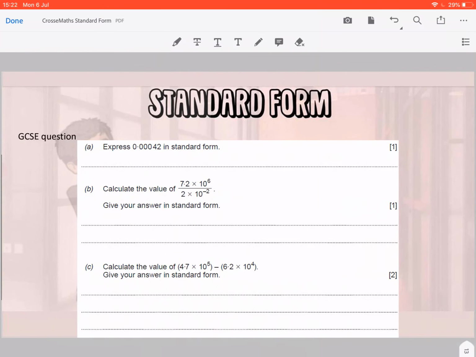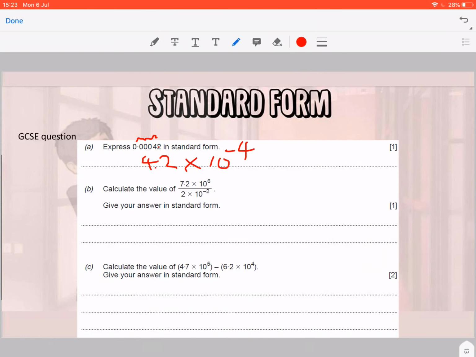What I'd like you to do is a GCSE question. This is going to be the last thing we do today. Pause the video now and have a go at this. Okay, hopefully you've had enough time to do that. Okay, so this is a genuine GCSE question off a higher tier paper. Okay, so I got 0.0042 in standard form. So I'm going to put my decimal point between the 4 and the 2. Okay, it's going to be 4.2 times 10. The decimal point is moved over 1, 2, 3, 4 spaces. So it's going to be 4.2 times 10 to the minus 4 because it's a small number. Okay, which is the same as dividing 4.2 by 10 4 times.